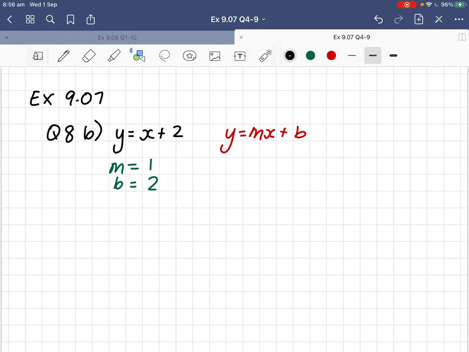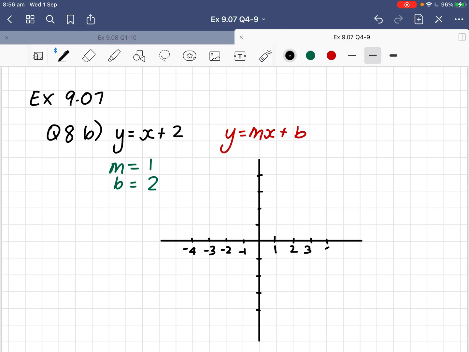What I'm then going to do is draw a set of axes like so, and put our values on there. Just going to go from 1 to 4 in each direction, including -4. Okay, so then this is my y-axis, this is my x-axis, like so. So I've been told that my y-intercept is my b value here of 2.